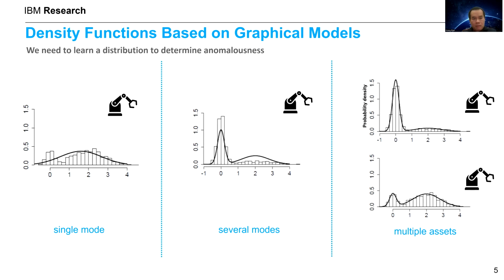In this talk, we introduce different techniques to learn the density function beyond the graphical model. For that, we need to learn the distribution to determine abnormalities. So we introduce three different techniques. The first is for applications where a single mode model is good enough. For that, we introduce the Gaussian model to learn the distribution.